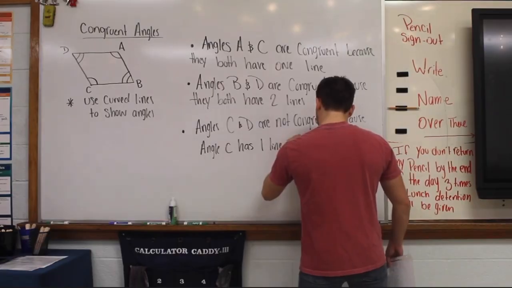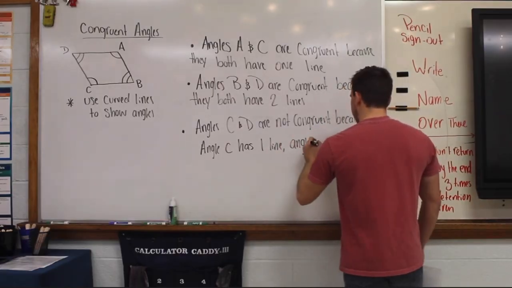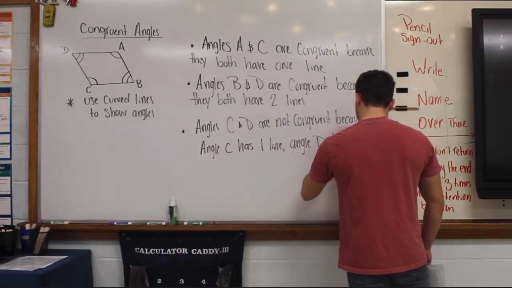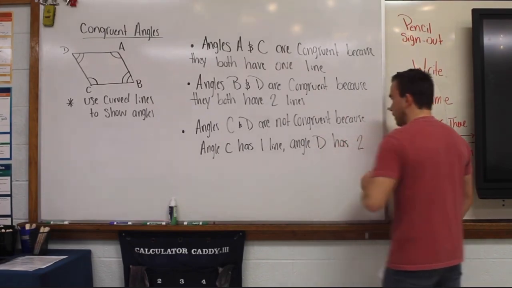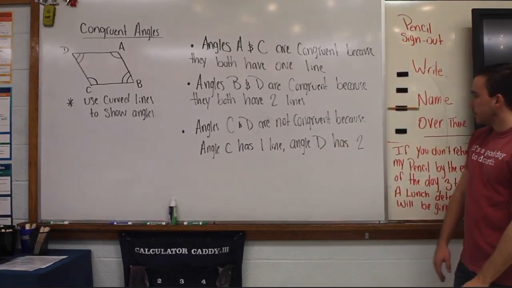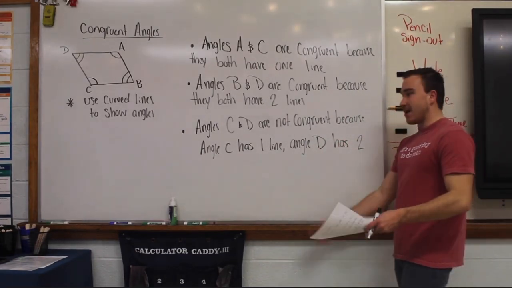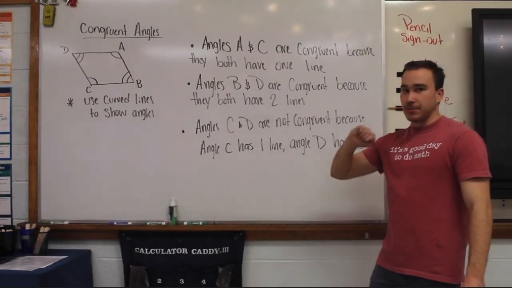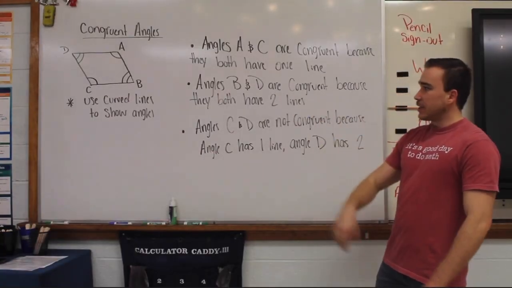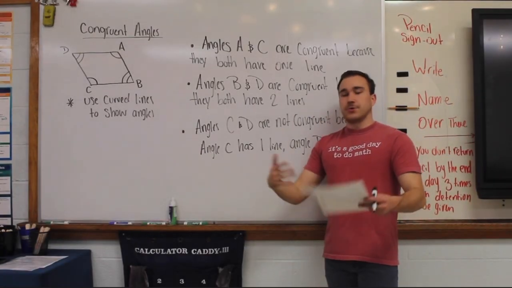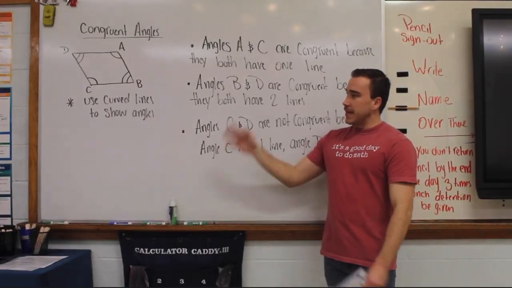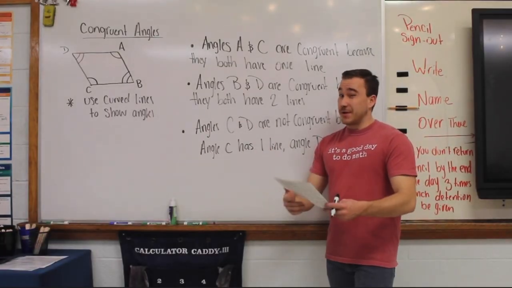And angle D has two. Alright, and that's how we show congruent angles, just by those curved lines. If they have the same amount of curved lines, they're congruent, they're equal. If they have a difference, then obviously they're not the same.